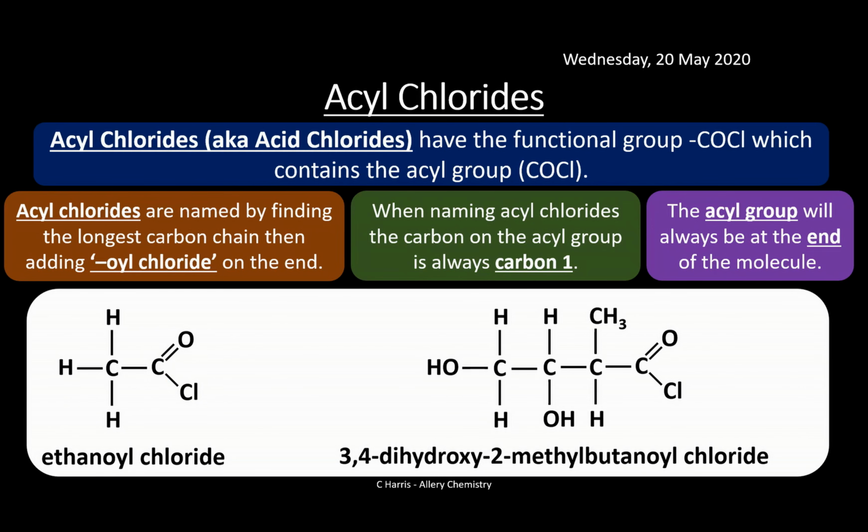Let's look at a more complicated example. You can see we're still numbering from the same place. So this is carbon 1. On carbon 2, we've got a methyl group. Carbon 3, we've got a hydroxyl group, and carbon 4, we've got a hydroxyl group. So this is going to be 3,4-dihydroxy-2-methylbutanoyl chloride. That's how you would name that. Because we've got 4 carbons there, it's definitely going to be butanoyl chloride.